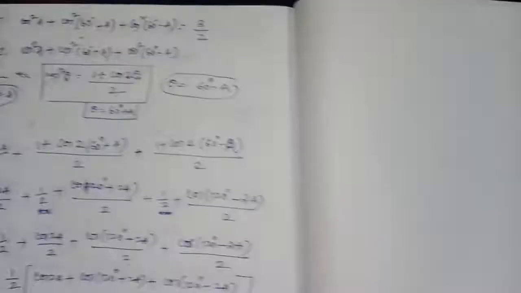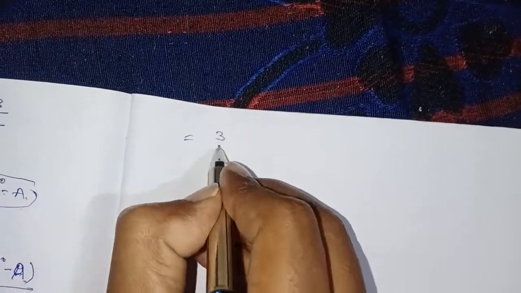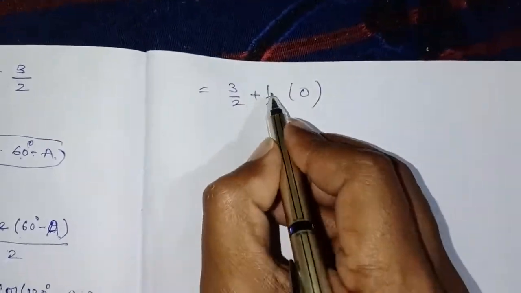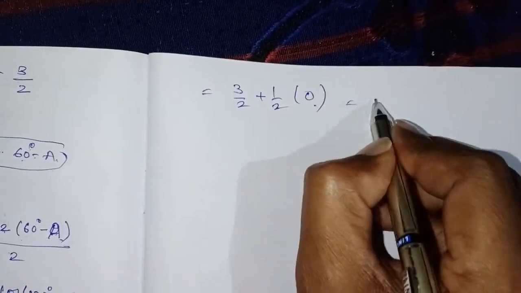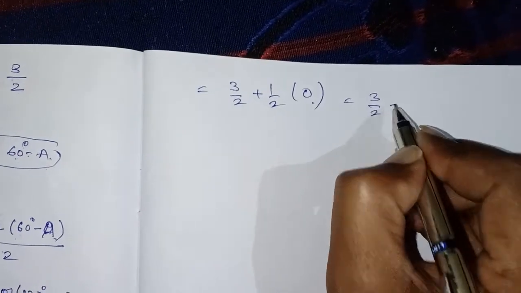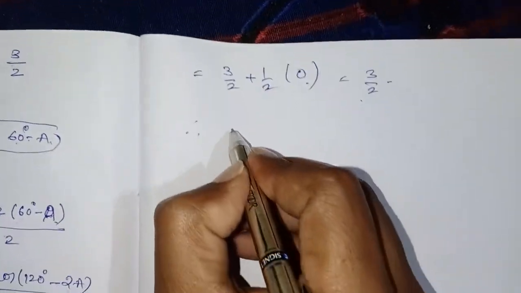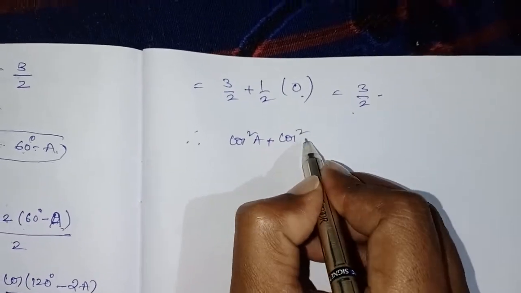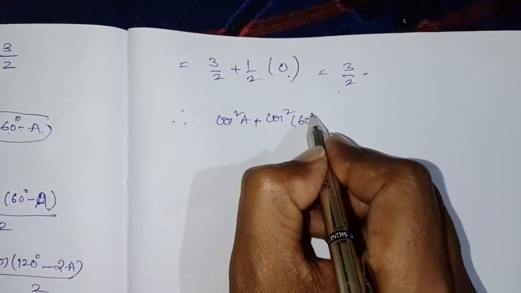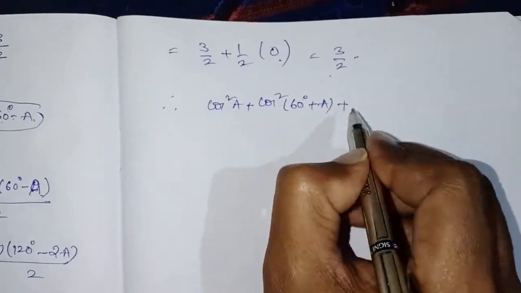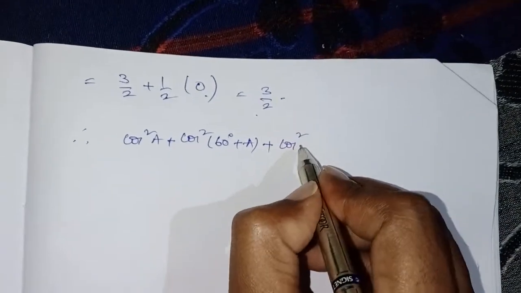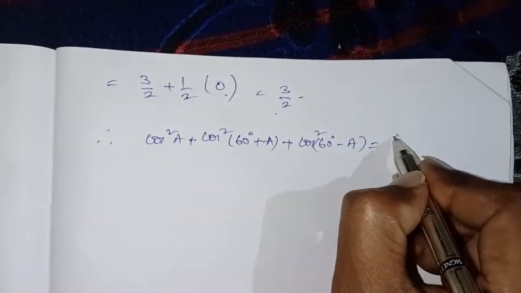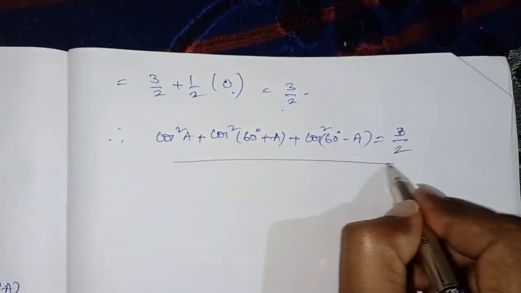See, cos 2a minus cos 2a gets cancelled. So, which is equal to 3/2 plus 1/2 into 0. 1/2 into 0 is 0. That is equal to 3/2. Therefore, cos² a plus cos² of (60 degrees plus a) plus cos² of (60 degrees minus a) is equal to 3/2. Hence, it is proved.